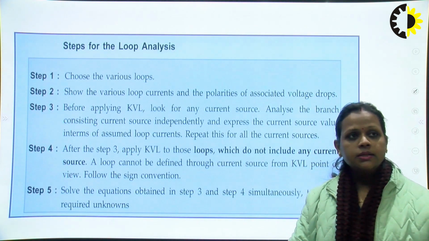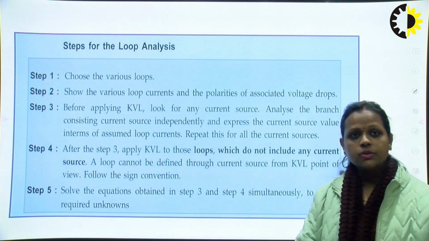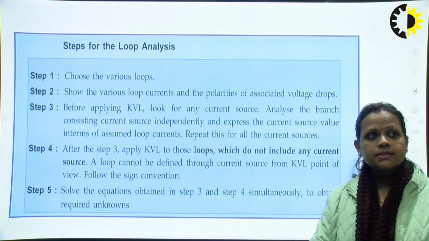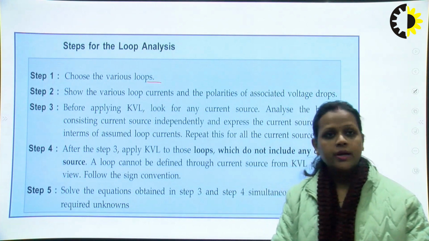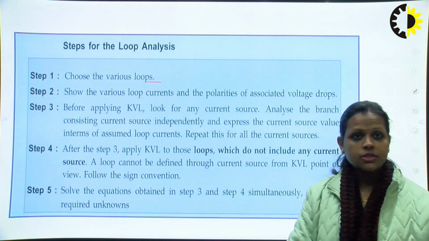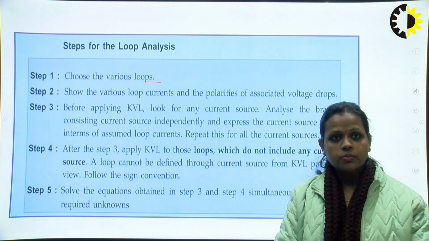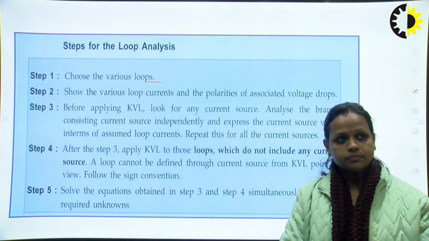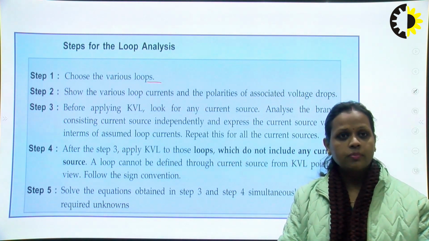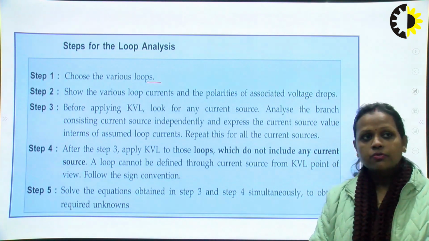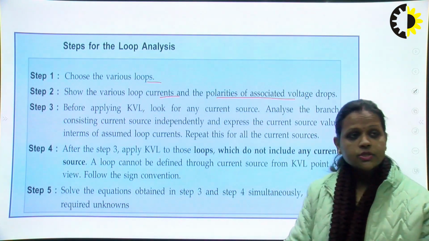Now these are the steps which we should follow for solving the loop analysis. So step 1 is choose various loops. First, we have to identify the number of loops, or we can say meshes. There is a difference between mesh and loop. The mesh is the smallest loop, right? So step 2, we have to identify the number of meshes, and show the various loop currents and the polarities of associated voltage drops.